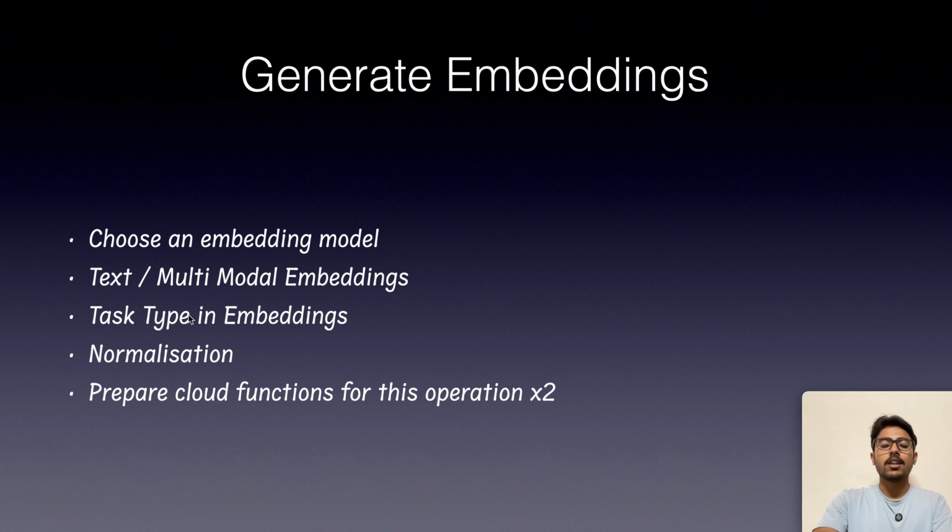So once that's done, we go for normalization, right? And normalization we'll do inside cloud functions for this operation. So first, let's take a look at the cloud function to generate embeddings for the documents. So let's now go to the cloud function section.